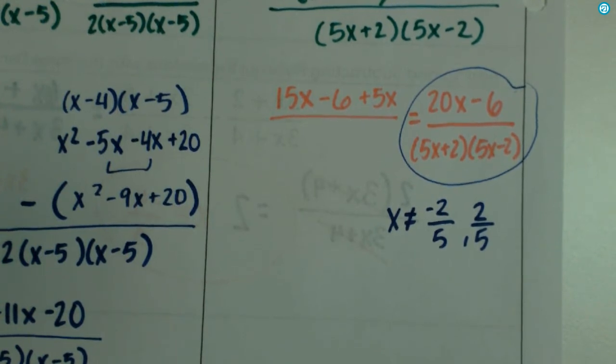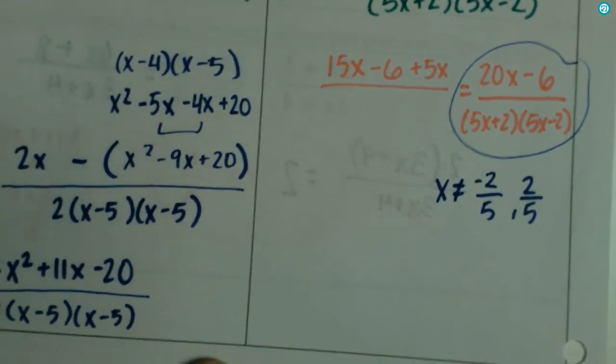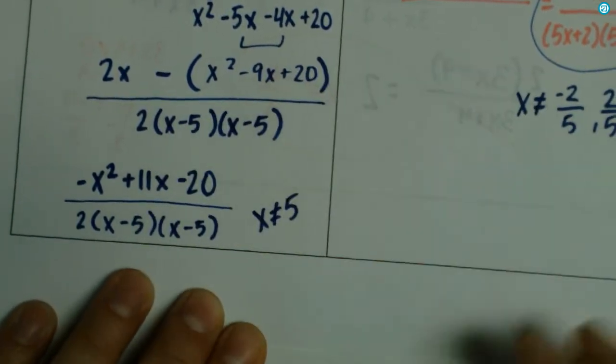And then let's go back to this other one. On the other one, it's just x cannot equal 5. That's my bad for forgetting those.